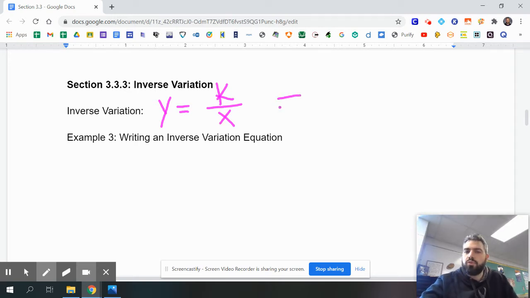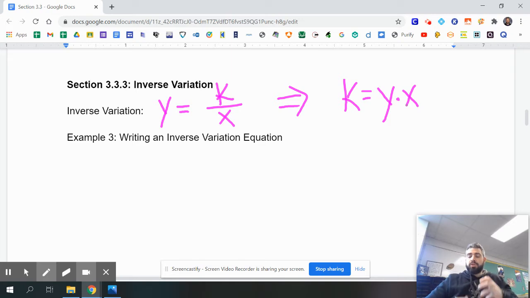Now, another way that this is written, and this is more often how it's written, is this: K is equal to Y times X, which basically is what sets up our direct variation. As Y increases, X is going to have to decrease to create that constant K, right? So if Y doubles, X is going to be half of it. Or if X triples, Y is going to have to be a third of it, right? And so that constant is always going to stay the same. Okay, so let's look at a problem that has inverse variation.